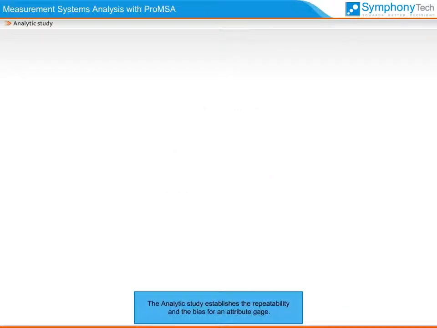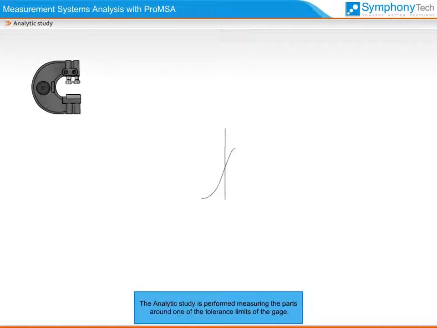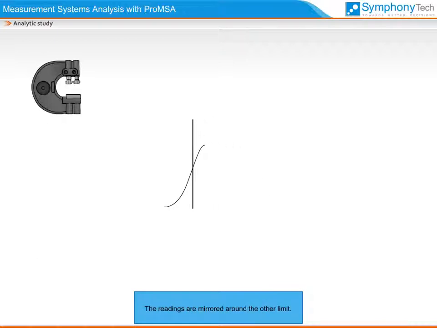The analytic study establishes the repeatability and bias for an attribute gauge. The analytic study is performed measuring the parts around one of the tolerance limits of the gauge. The readings are mirrored around the other limit.